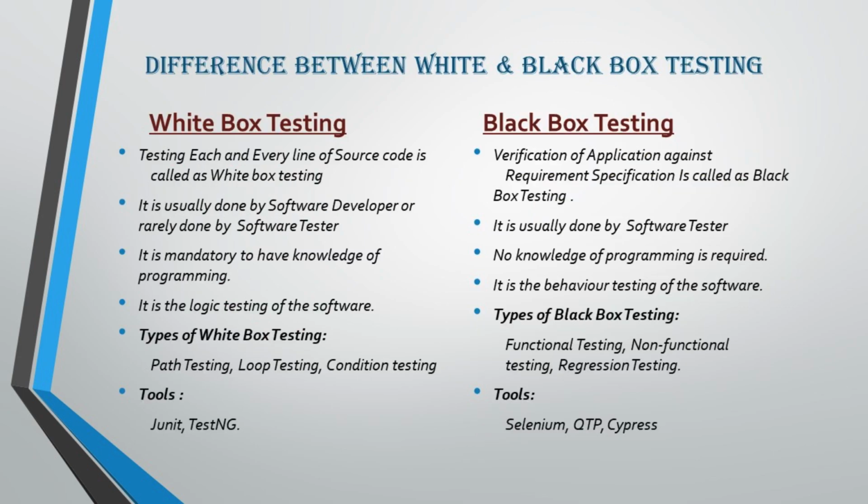Let's start new topic. Difference between white box testing and black box testing. Definition of white box testing is testing each and every line of source code. And definition of black box testing is verification of application against requirement specification. Next difference is white box testing is usually done by software developer or rarely done by software tester. And black box testing is usually done by software tester either manually or through automation.